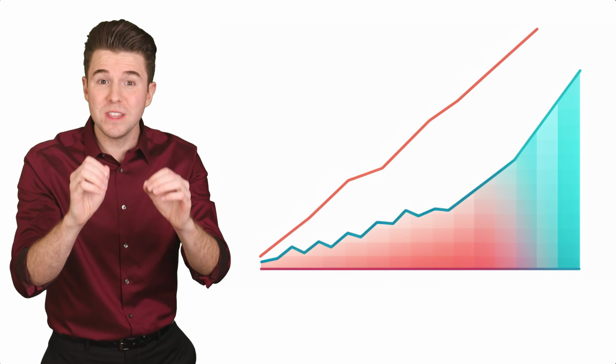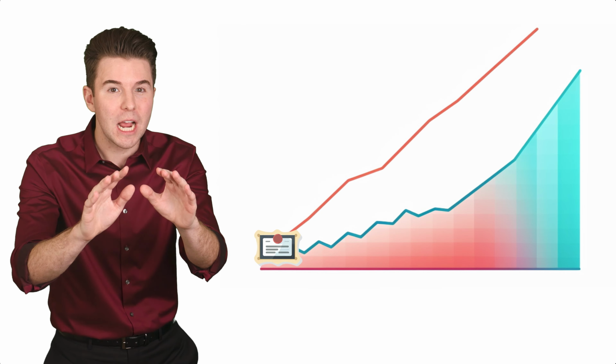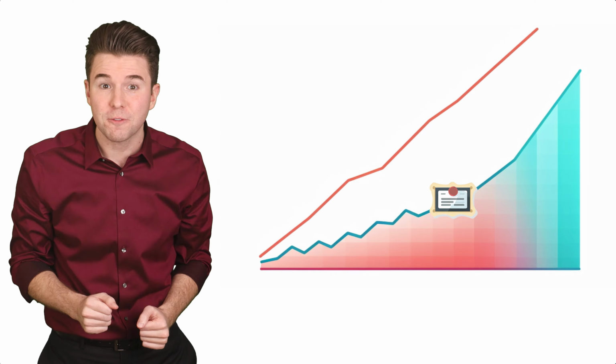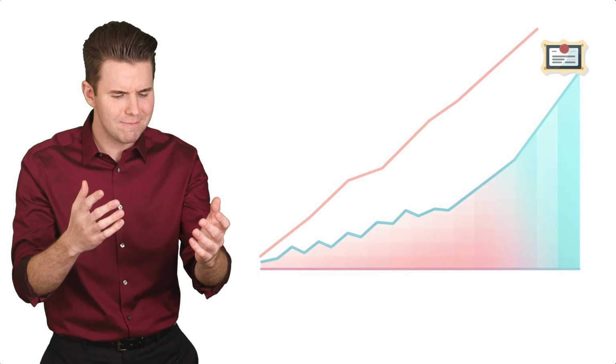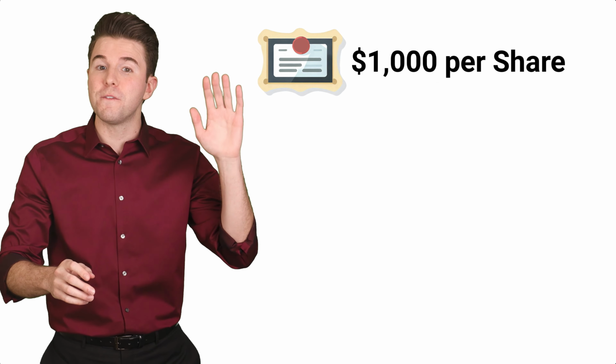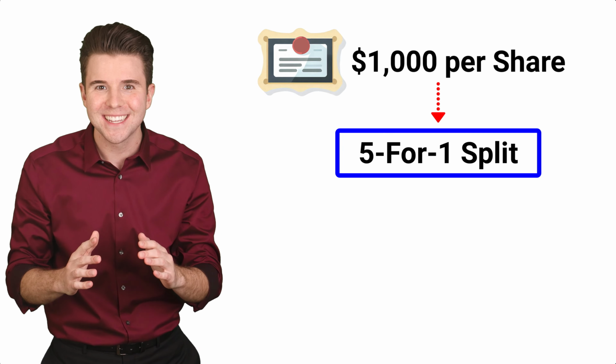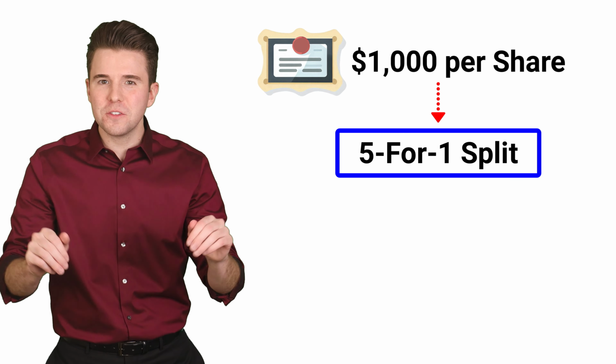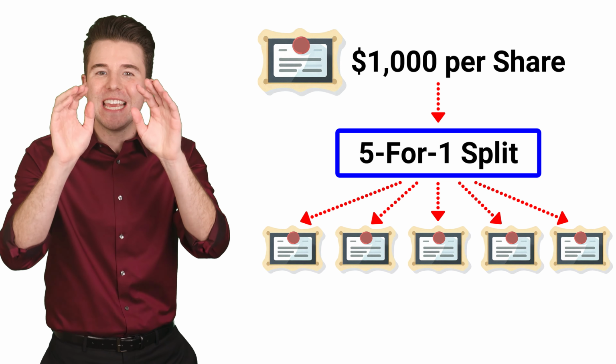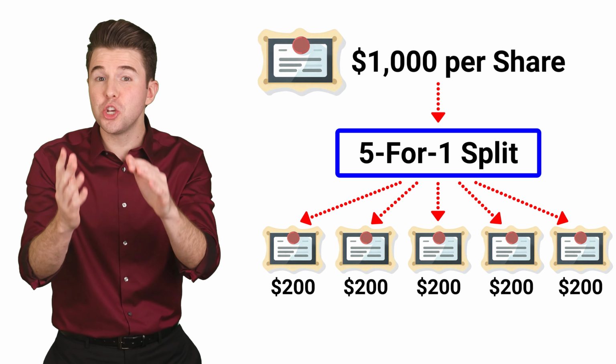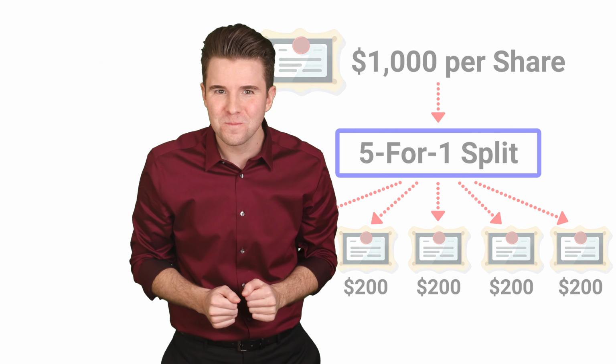Now you might be asking yourself, what is the benefit of doing a stock split? Companies might do these splits when they feel their stock price is getting too expensive for people to buy. Like let's say a corporation's stock price is $1,000 and the corporation does a 5-for-1 stock split. In theory, after the split, the value of each share should be $200 each.